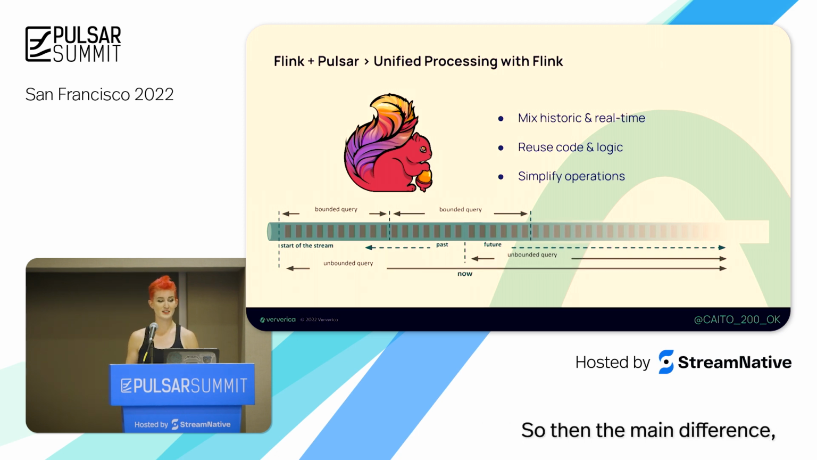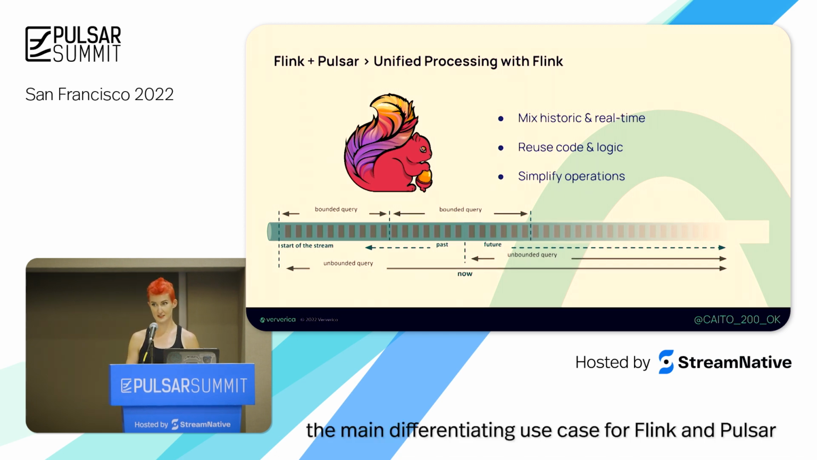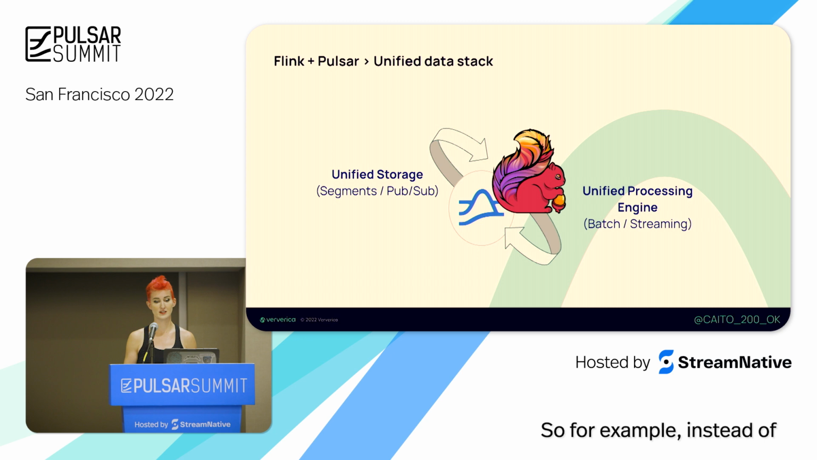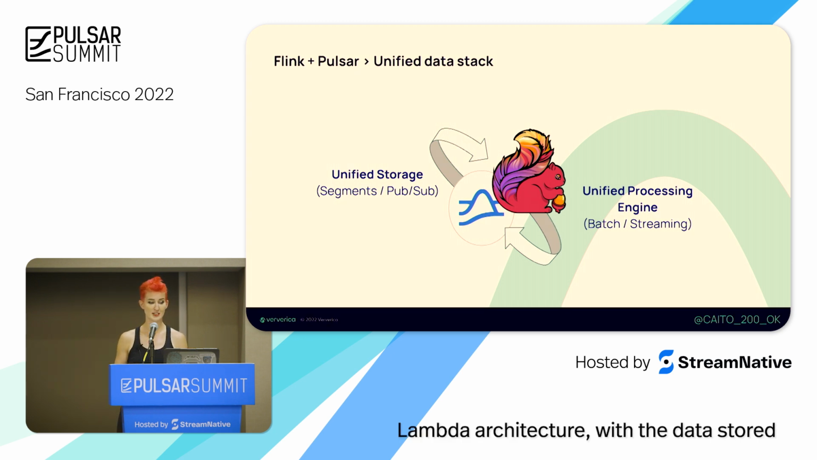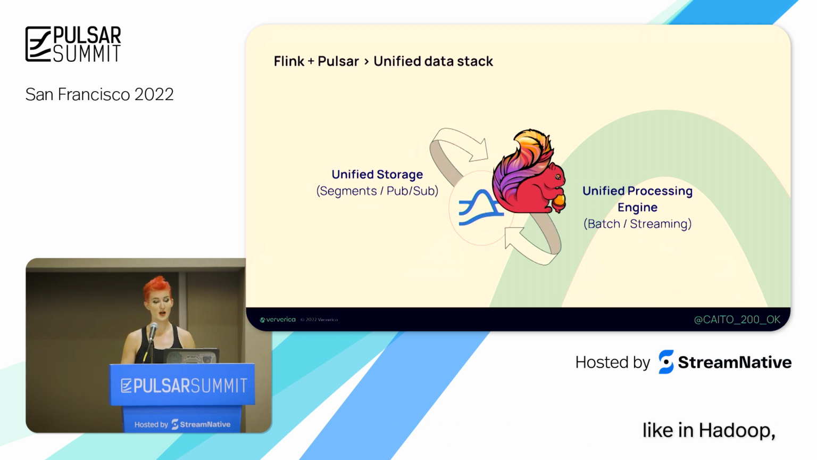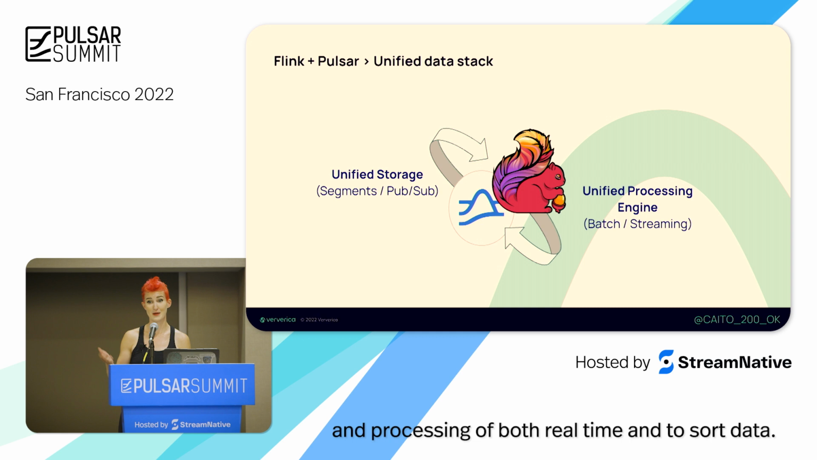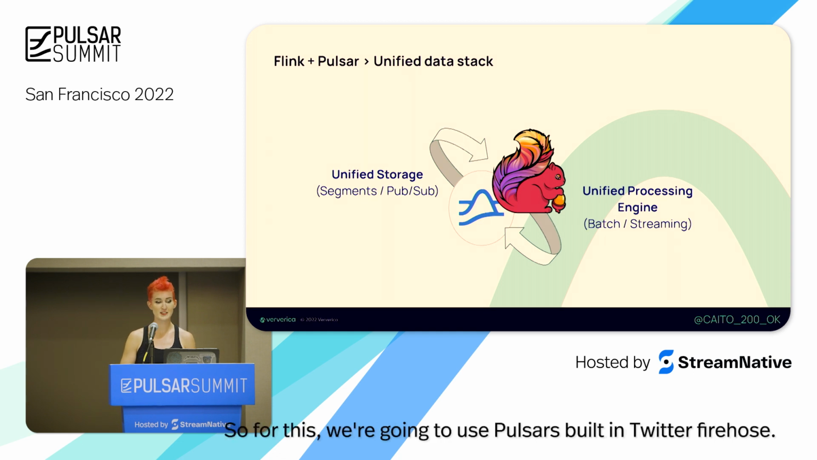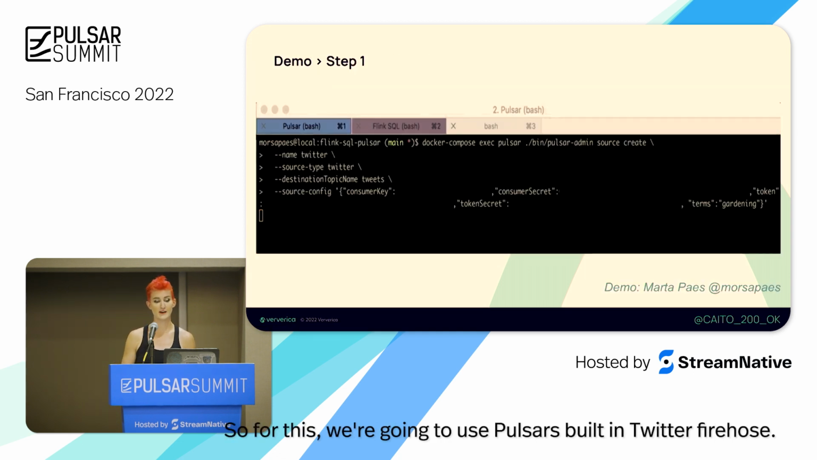So then the main differentiating use case for Flink and Pulsar is simplifying the process of building a unified data processing stack. For example, instead of a Lambda architecture with the data stored in Hadoop to process data in batch, we can combine these two and get a single stack for storage and processing of both real-time and historic data. So with that, what we've been waiting for, I think you all have the context for this demo. For this, we're going to use Pulsar's built-in Twitter firehose.